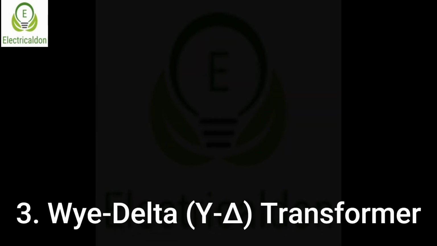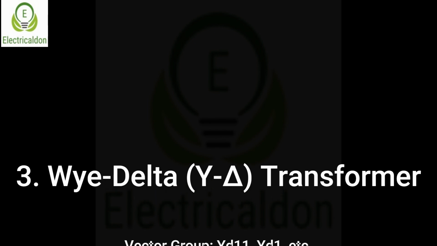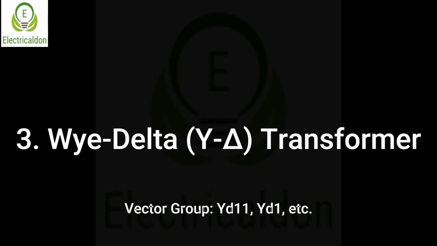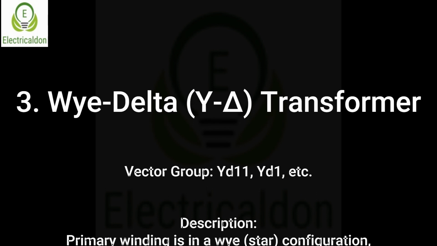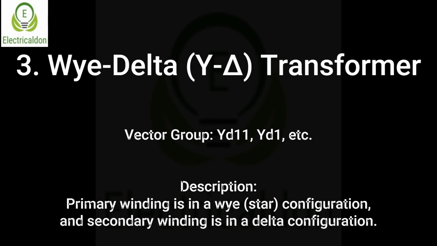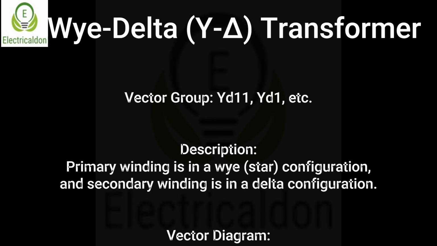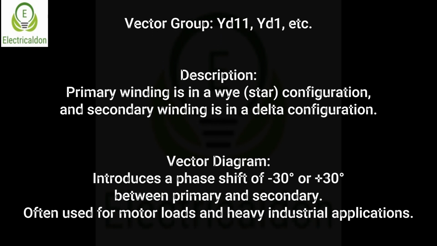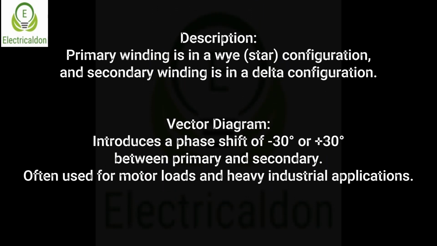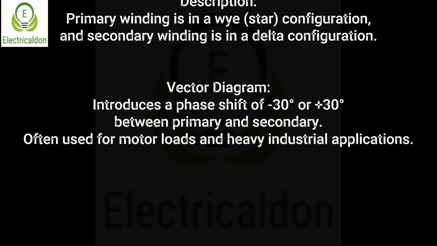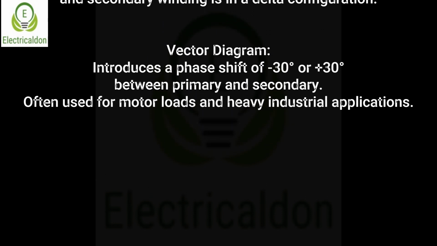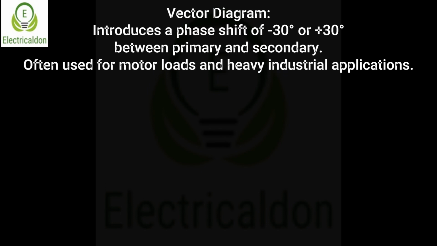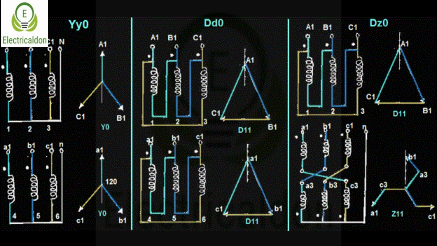Wye-Delta transformer. The Wye-Delta transformer features a primary winding in a Y configuration and a secondary winding in a delta configuration. Similar to the Delta-Wye transformer, it introduces a phase shift of either negative 30 degrees or positive 30 degrees between the primary and secondary windings. This type of transformer is often used for motor loads and in heavy industrial applications.